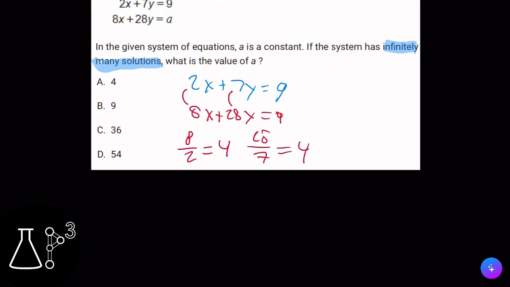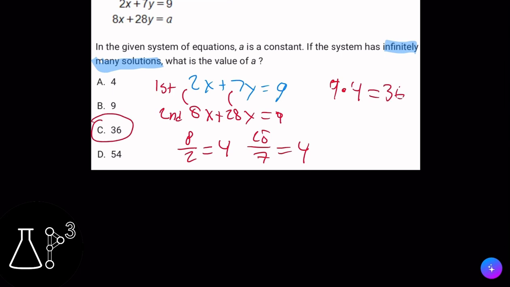Therefore, the second equation is just a multiple of 4 of the first equation. What do I mean by that? The second equation is just the first equation with everything multiplied by 4. Therefore, to find my a value, I do 9 multiplied by 4 to get a, which equals 36. Therefore, my answer is C.